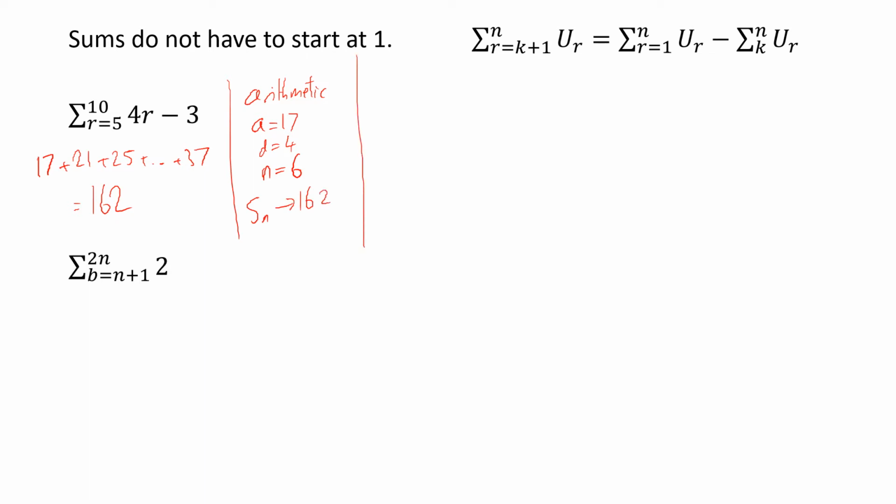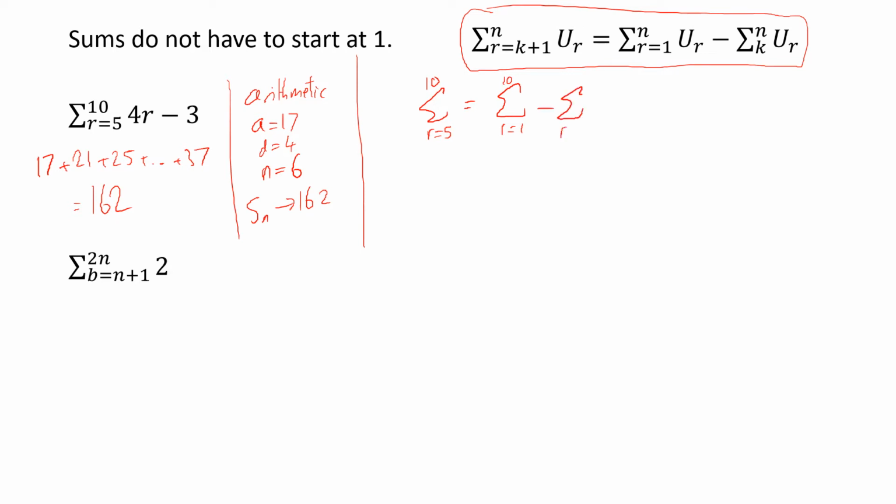A third option, though, is to use this complicated looking formula up here, which is that if we wanted to find the sum from the 5th term to the 10th term, then what we would do is take the sum of all 10 terms, so r equals 1 to 10, and then take away from that the sum of the first 4 terms, and that should leave us with the 5th to the 10th.